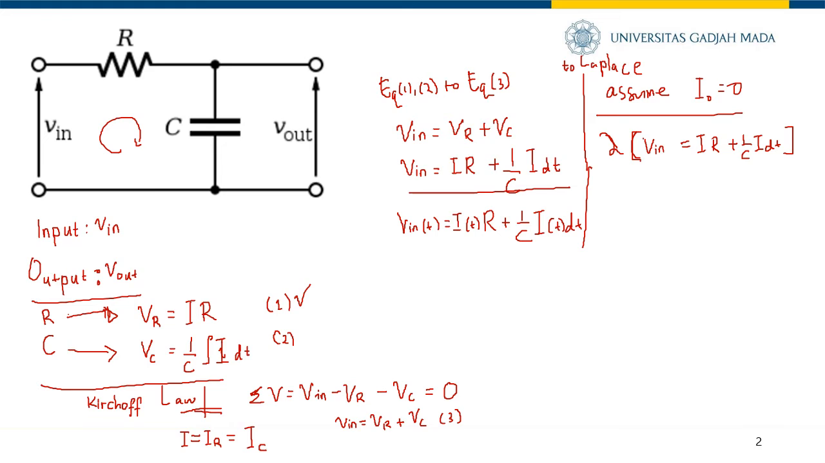After the Laplace transformation, we have the equation in the frequency domain. It is an integral, right? So we have 1/s. Because we already transformed to Laplace, we can take out the I: R plus 1/(Cs).